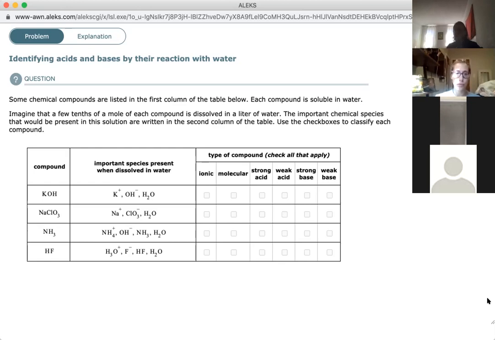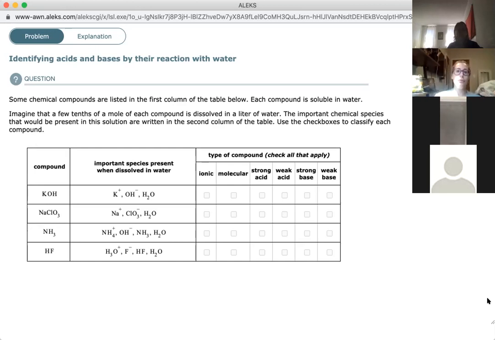Well, remember there were 7 strong bases: lithium, sodium, potassium, rubidium, cesium, strontium, and barium. So that's potassium, so that's a strong base. So right there, you know that one's ionic and it's a strong base. Remember, the acids are molecular. Even though they do form ions, they're molecular, but they could be strong or weak. So let's take a look at the second one.